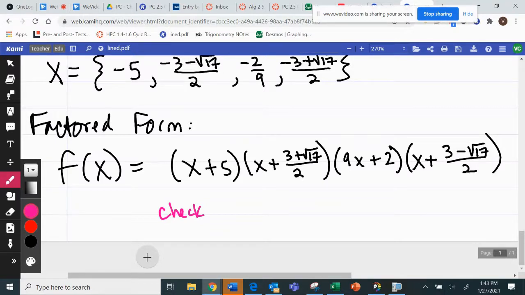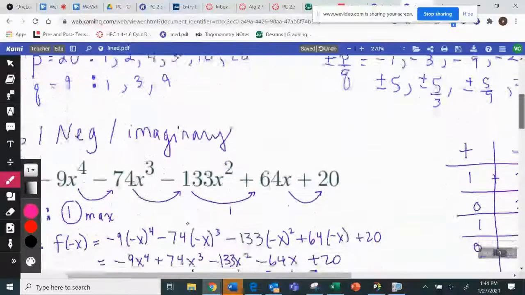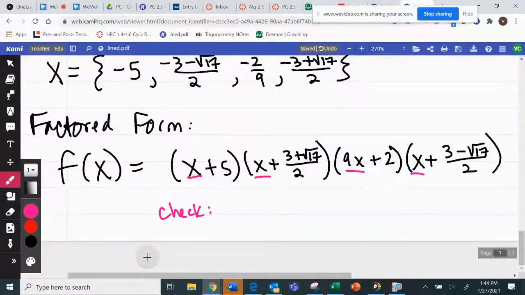Who remembers that? Grace? You take the leading coefficient from the first equation and the derivative is that, and then you multiply all of them together and see if it matches the same leading coefficient in the absolute version. Okay, so what Grace is saying is go to the original, which we had -9x to the 4th. So I'll just write that over here.